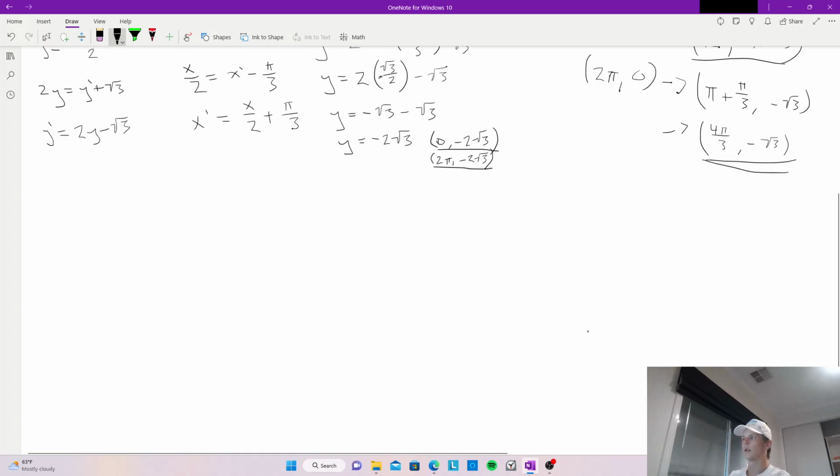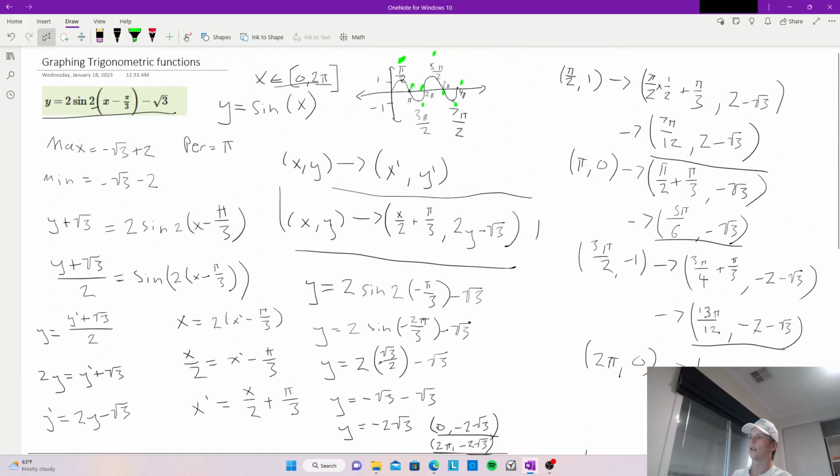So as you can see, with this 2 pi, 0, I've just subbed that into the transformations, and it's pushed out that for us. I'm not sure if I'm going to rewrite the transformation so I remember. But anyway, we'll move on to the next point.